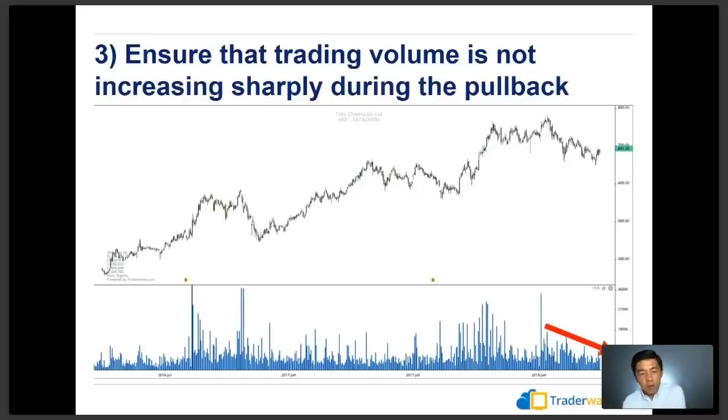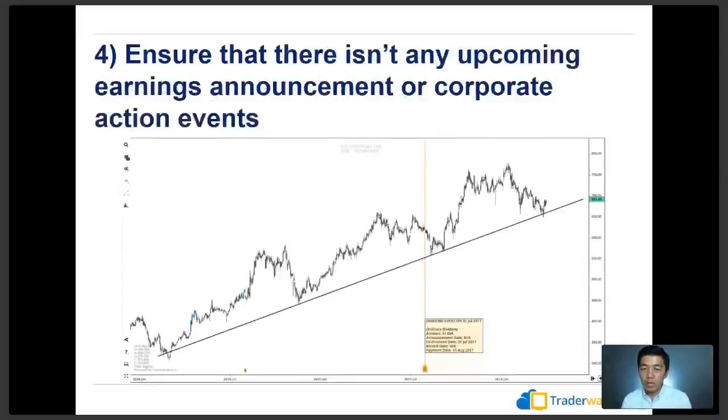And then the next fourth step that I will check is that I want to make sure that there isn't any upcoming earnings announcement or corporate actions around the area where I am looking to get into a pullback trade. Okay, and of course, this applies only if you are trading stocks. If you are trading currencies, then it doesn't really matter about the corporate actions, but still there are some key events you need to watch out for if you are trading Forex.